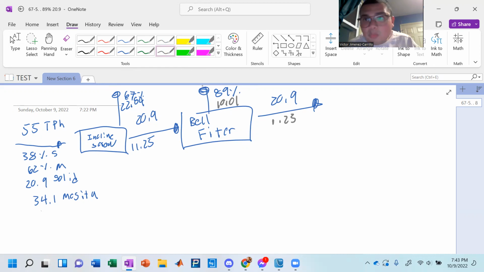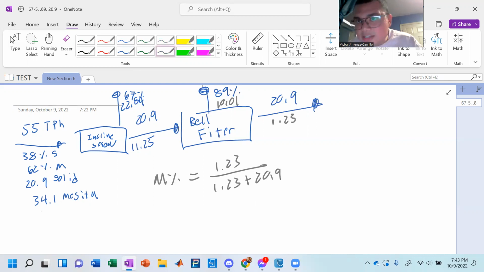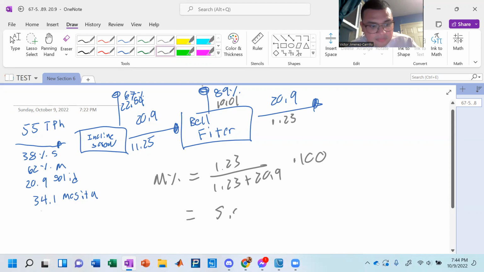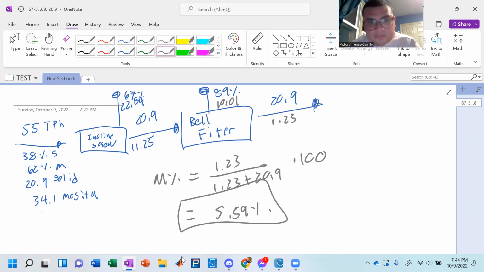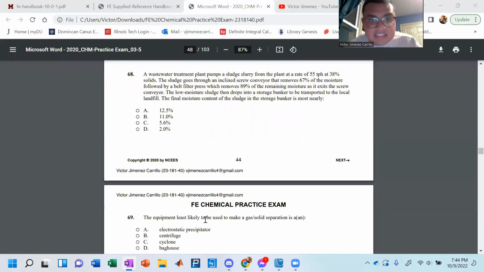Now, the question is, what is the final moisture content? Final moisture content is pretty easy. It's just a mass percent. So you're going to do 1.23 divided by 1.23 plus 20.9 equals m%, which we're calling the mass percent of moisture. Multiply this by 100, and that equals 5.59%. Now, if you go back to your answers, 5.59% is C.